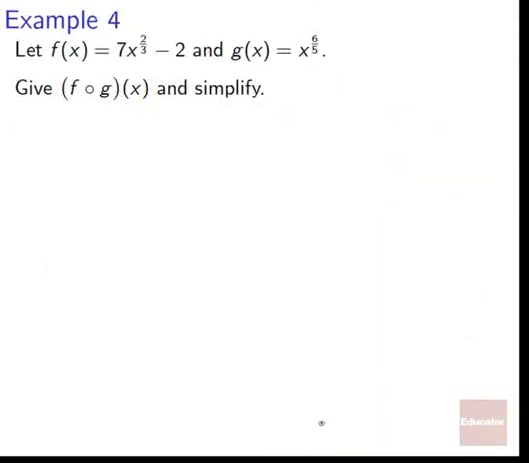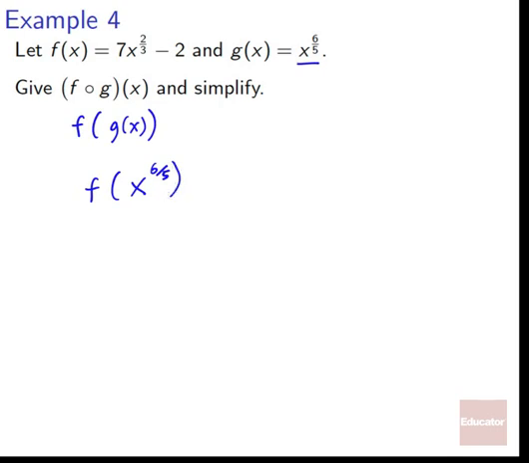All right, another example. F of x equals 7 x to the 2/3 minus 2, g of x equals x to the 6/5. Give f composed with g of x and simplify. Now remember, first thing when we talked about function composition, f of g of x is almost always the way we want to switch to writing this. F acting on g acting on x. So what is g of x? G of x is x to the 6/5. So f of x to the 6/5.